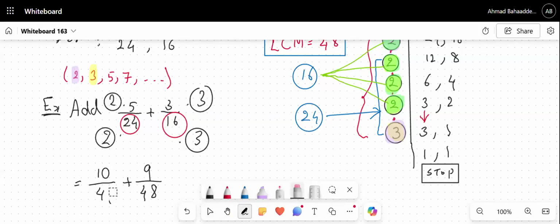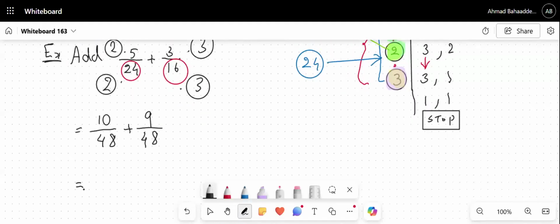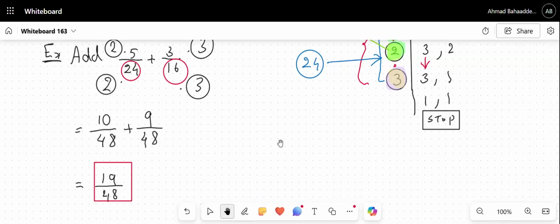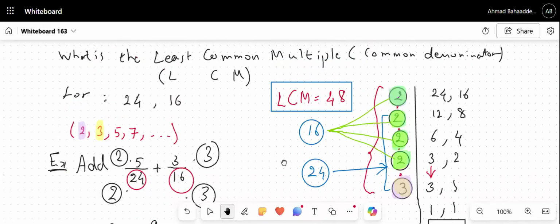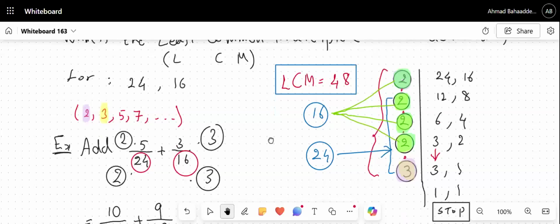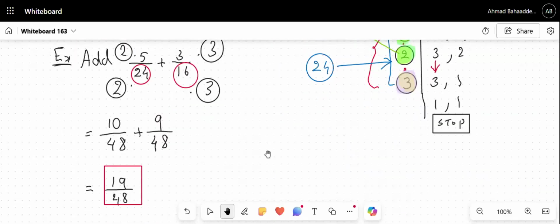So let's write this down in a nicer way. I have a common denominator here, so now I can add these two fractions easily. I'm going to add them, and I will make that 19 over 48. I keep the denominator as it is and just add the top. So 9 plus 10 is 19. This is the answer of the addition of two fractions having different denominators. So this is the least common multiple and the practice of least common multiple in adding different fractions with different denominators.